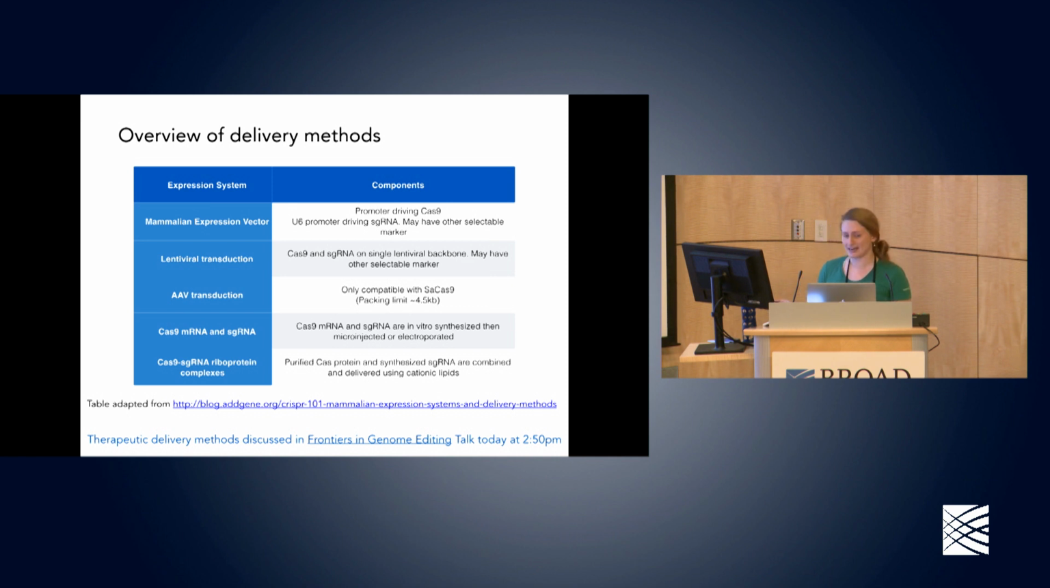Also, you can create Cas9 mRNA as well as the guide RNA in RNA form and microinject or electroporate into your cell line of interest. Lastly, some people have used ribonucleoprotein complexes, for example, using cationic lipids, and you can work with purified Cas9 and in vitro synthesized guide RNA to deliver. So again, this table is adapted from Addgene. If you're interested in some additional information about delivery, especially therapeutic delivery, this will be briefly discussed today in the Frontiers in Genome Editing talk.